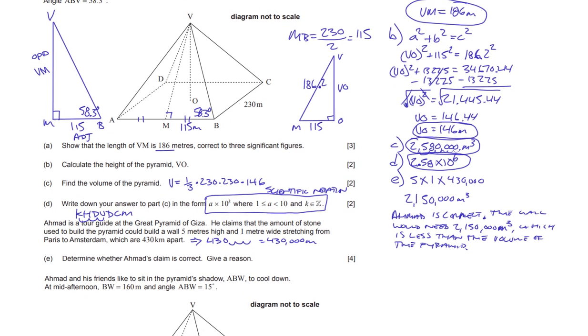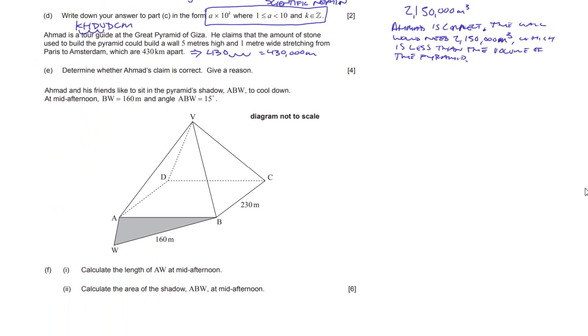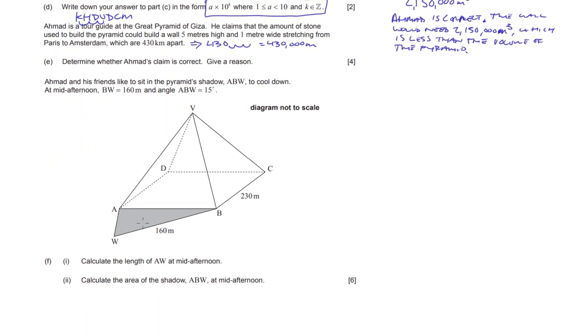All right, and don't you worry, there's more to 4. Ahmad and his friends like to sit in the pyramid's shadow, which is this here, ABW, to cool down. At mid-afternoon, BW is 160 meters, which they show us right here. And angle ABW is 15 degrees. Calculate the length of AW at mid-afternoon.